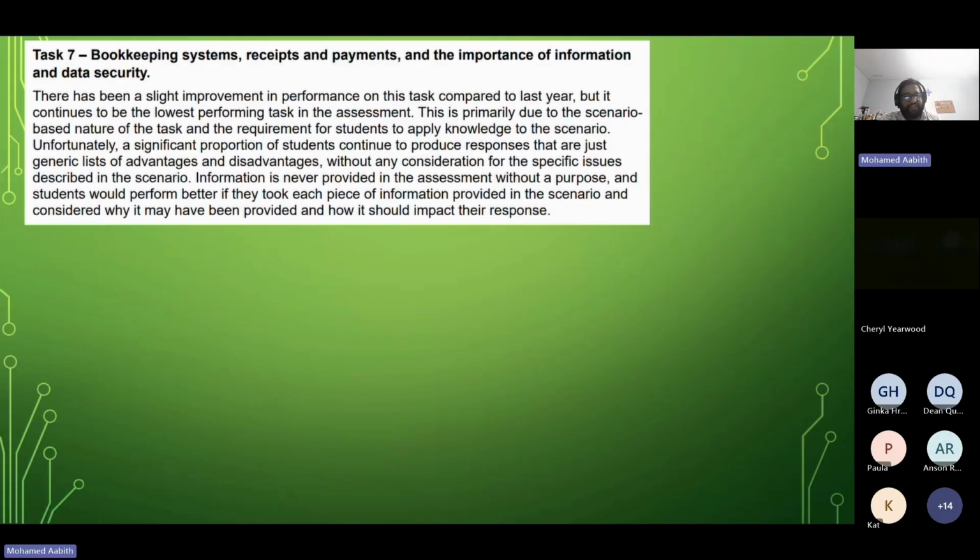Without any consideration of the specific issues described in the scenario. Information is never provided in the assessment without a purpose. Students would perform better if they took each piece of information provided in the scenario and considered why it may have been provided and how it should impact their response. So when I see a question, I know how the students are thinking, but I also know why they're thinking that way. This is because they lack critical thinking.